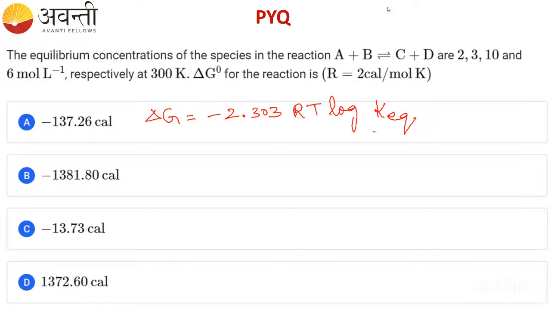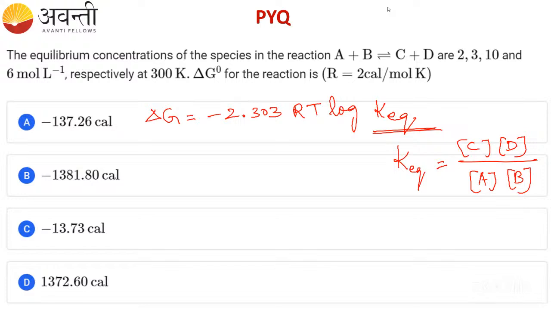Right? So what is this K_eq? This is the equilibrium constant. How do we write the equilibrium constant? It is the product of the products' concentrations. The products are C and D. So you multiply the product concentrations, divided by the reactants' concentrations, A and B. In place of K_eq, we can substitute the equilibrium concentration values, and all the equilibrium concentration values for A, B, C and D are given in the question. You can substitute directly.